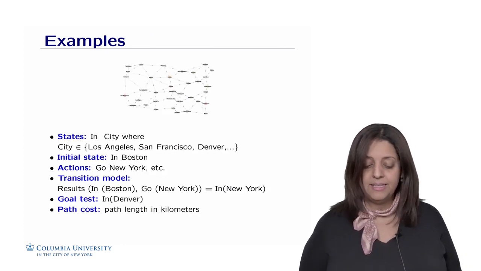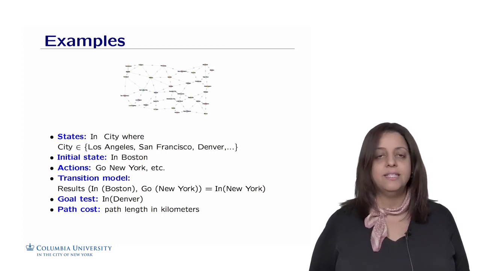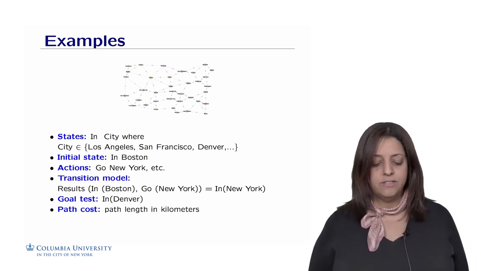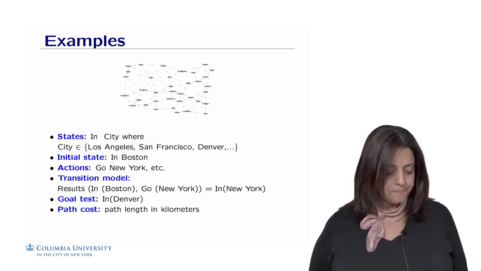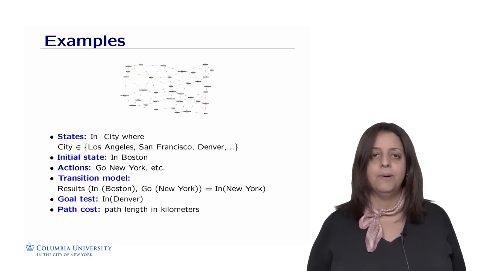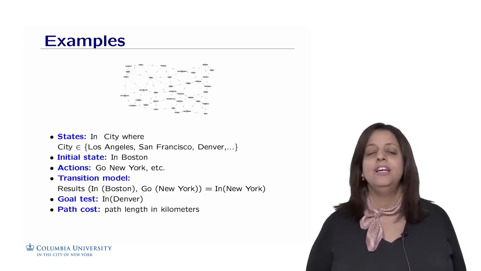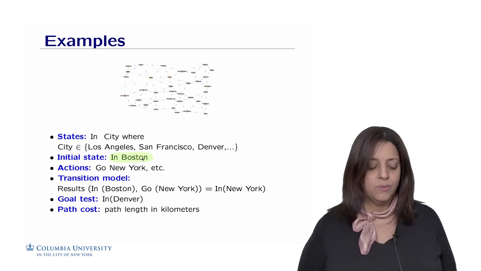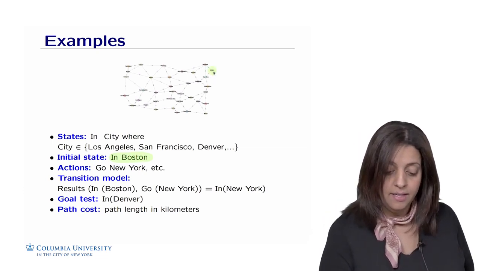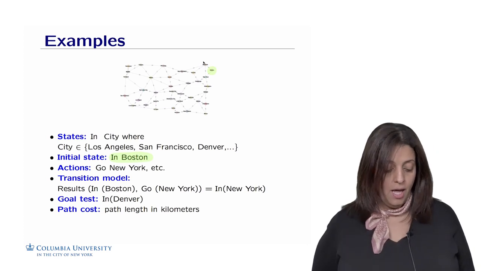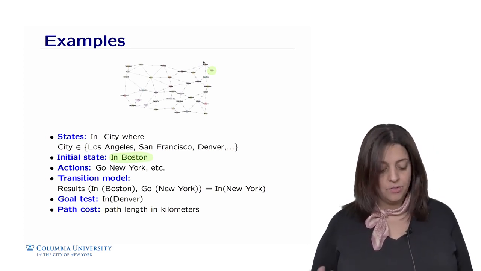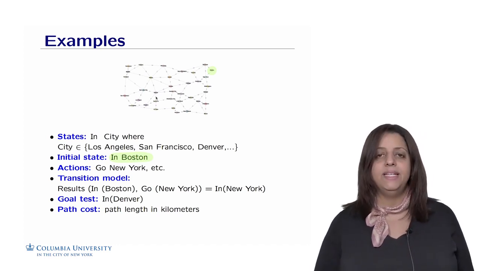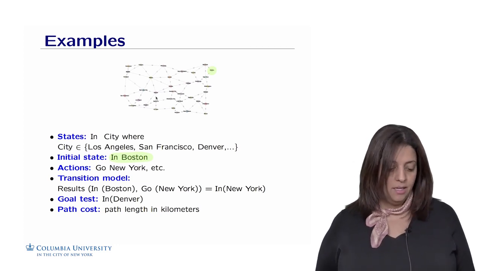All right, let's formulate the problem. In this case, the state is being in any of the cities on the map. So cities could be Los Angeles, San Francisco, Denver, New York, Boston, etc. The initial state in our example: I'm in Boston, I want to reach Denver. So how can I do that? My initial state is being in Boston. And the actions I can do if I'm in Boston, as shown here, are to go to New York or to Montreal. So these are the two possible actions, but in any other state, you could also go to Salt Lake City. So going to any city is a valid action in the problem.